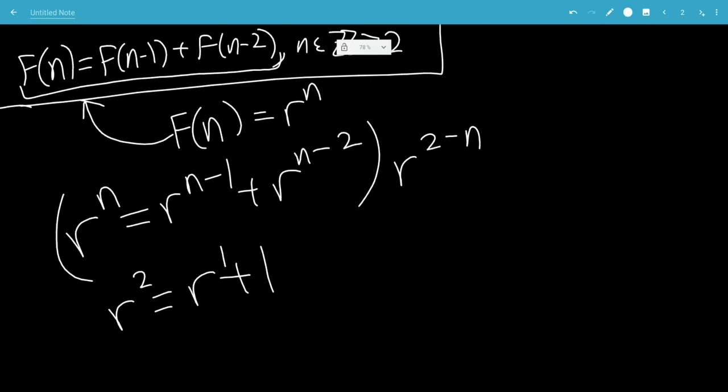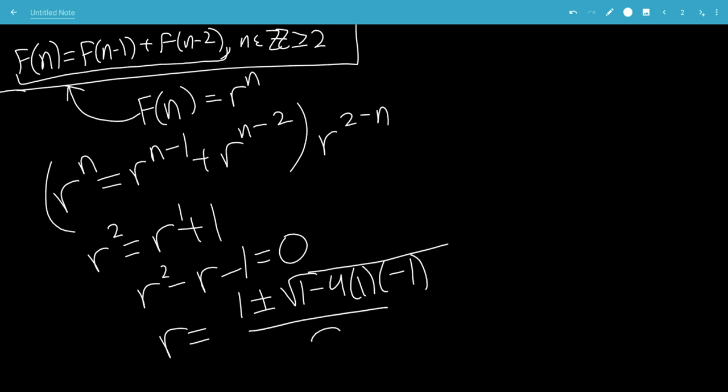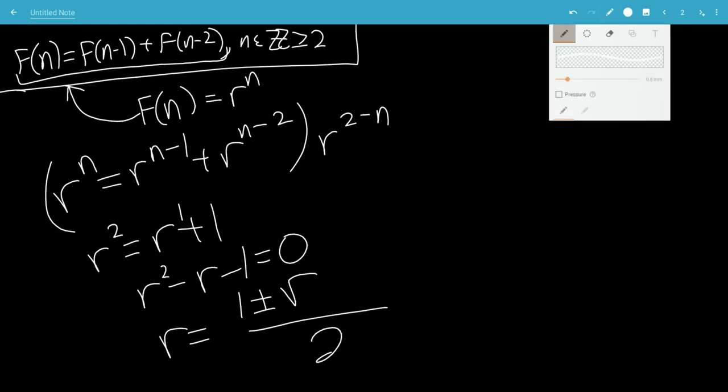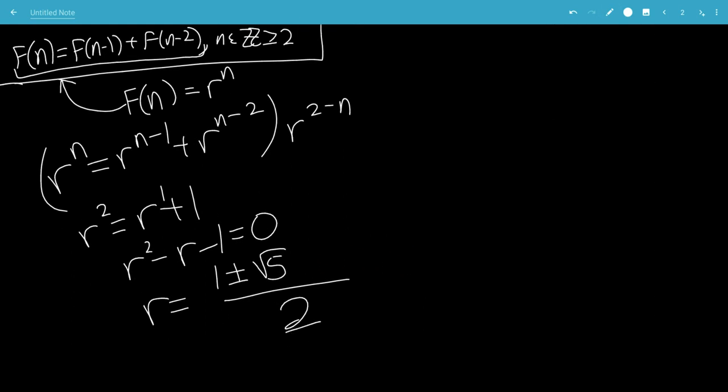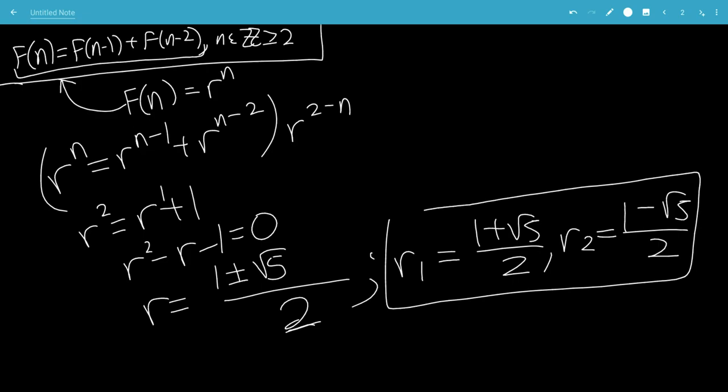Now let's move r plus 1 to the other side, so we have r squared minus r minus 1 equals 0. So let's do the quadratic formula. That would be negative b, which is 1, plus or minus square root of b squared, which is 1, minus 4ac, all over 2 times a, which is just 2. And 1 minus negative 4 is just 5 in the square root. So this means r1 is 1 plus square root of 5 over 2, and r2 is 1 minus square root of 5 over 2. We'll use that in building up our equation.